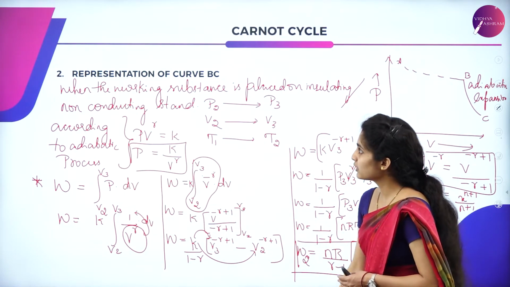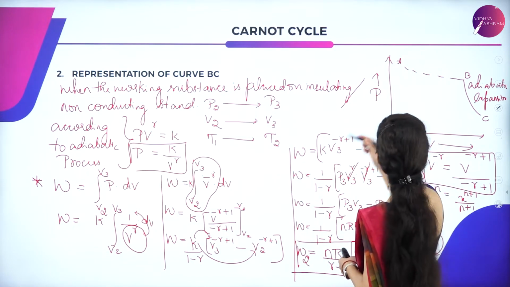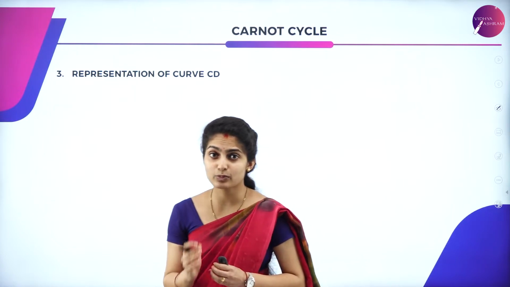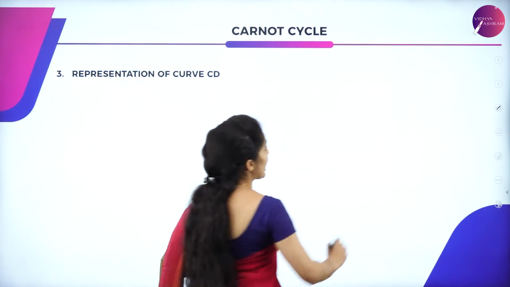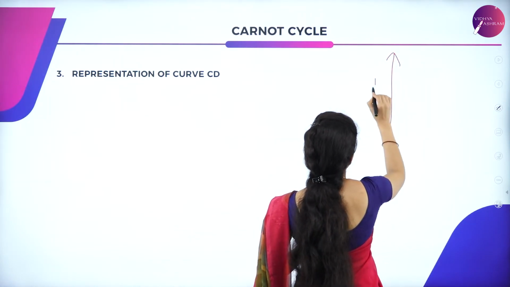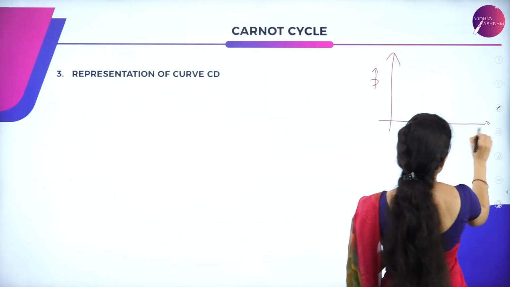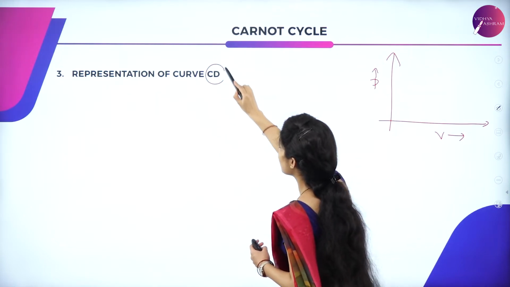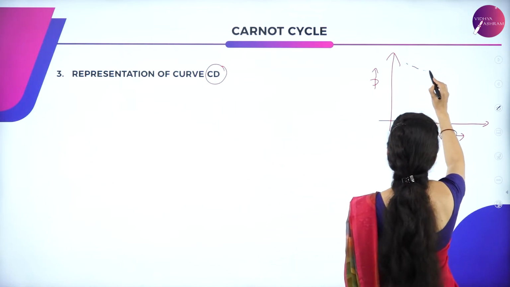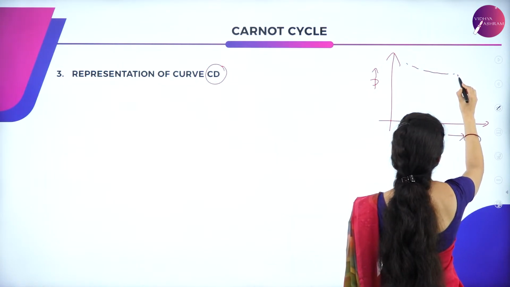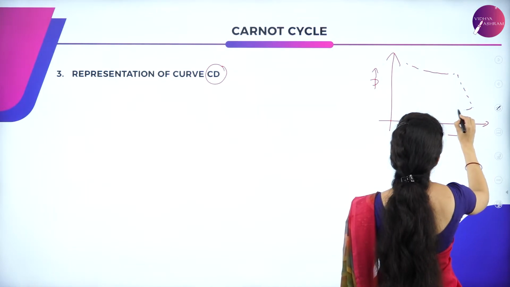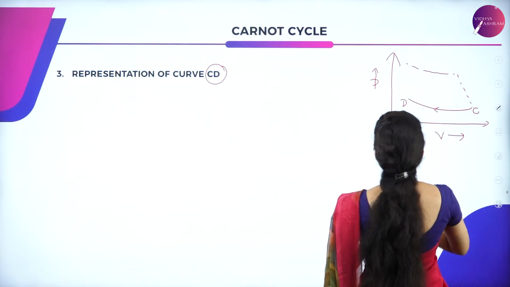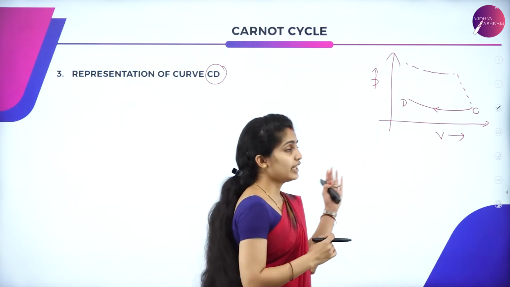So that is all about the representation of curve BC, which is known as adiabatic expansion. Now let us move to the next curve. So we have got our PV diagram. So now we are representing curve CD. Curve AB got over, curve BC got over. Now it is curve C and D. The arrow mark shows towards the left hand side.